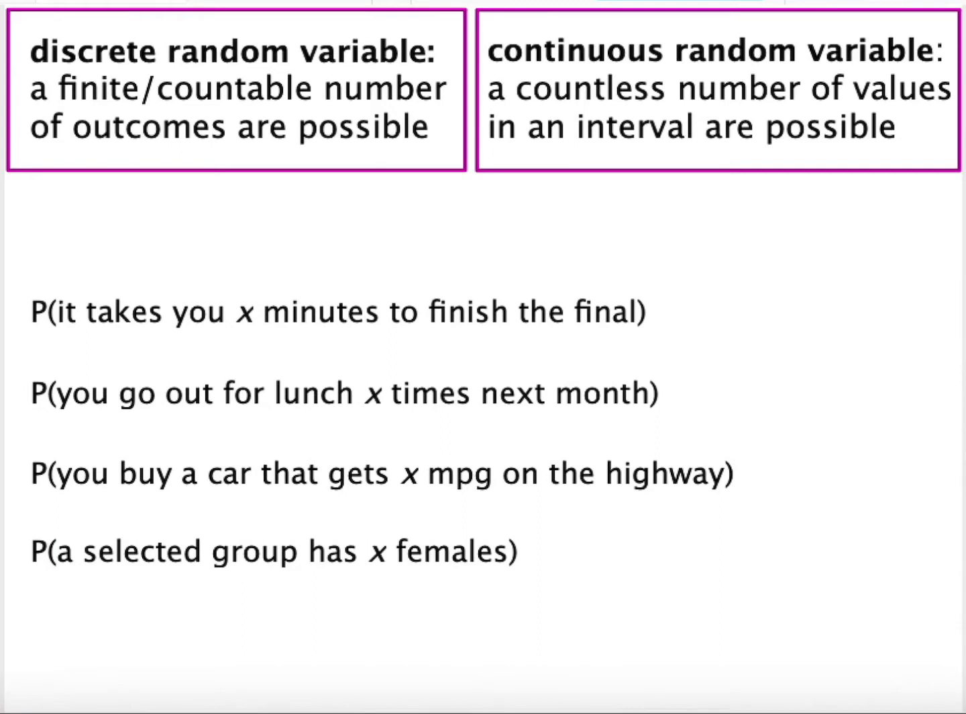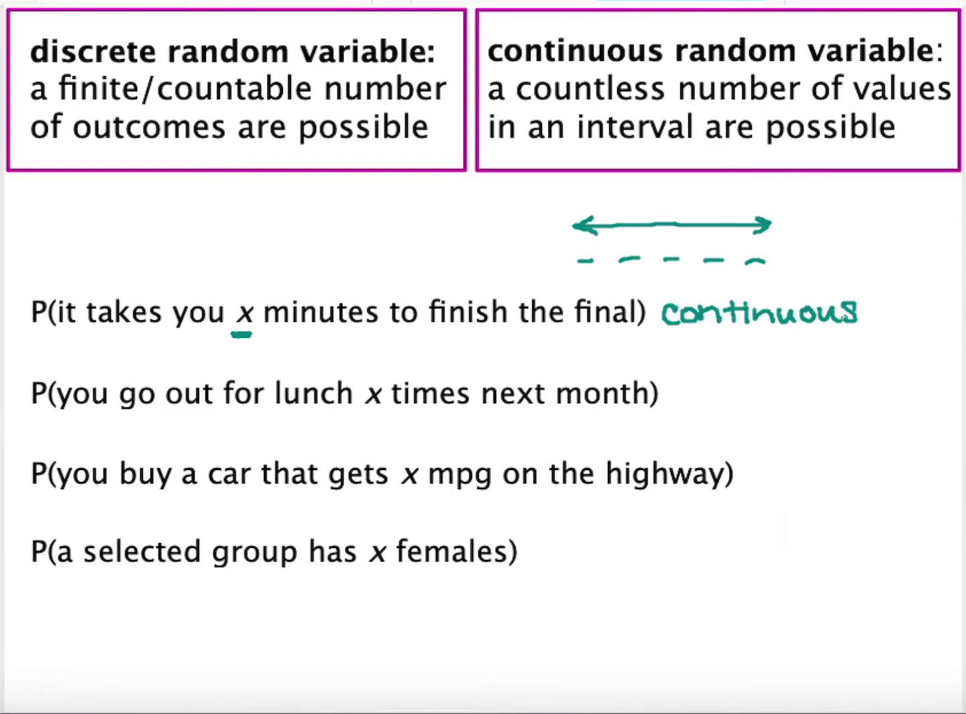There are two types of values that we can find probabilities of. One is discrete and one is continuous. Discrete means finite or countable, and continuous means sort of like a number line, an interval of values. So let's look at each of these types of probabilities and tell if it's a discrete or a continuous random variable. It takes you X minutes to finish the final. Would that be certain countable outcomes, or is that more of a number line type of measurement? And I would say that time is a number line type of measurement, so that is continuous.